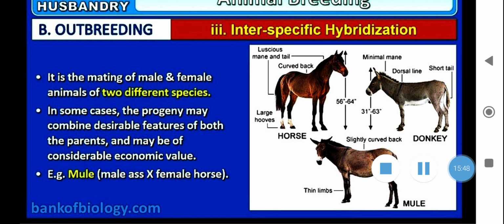Interspecific hybridization. It involves breeding of animals of two different but related species. It results in the formation of animals with desirable characters from both the parents. Such breeding is not always successful. For example, mule is a breed obtained from horse and donkey.